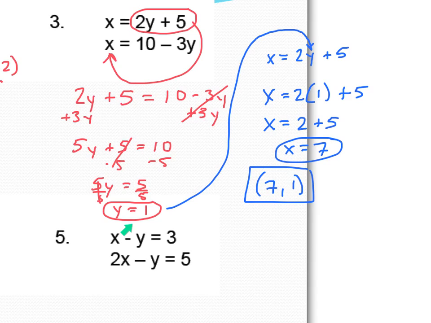Solve for y, got y equals 1. Then I took y equals 1 and substituted it into my original equation of x equals 2y plus 5. Plugged in 1 for y, simplified, solved, got x equals 7. So therefore my solution, my point, is 7 comma 1.